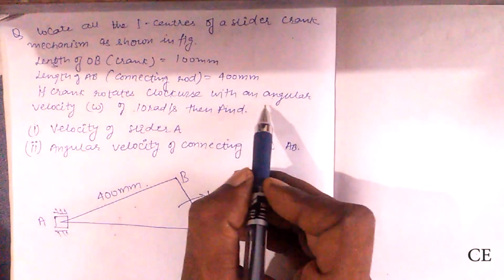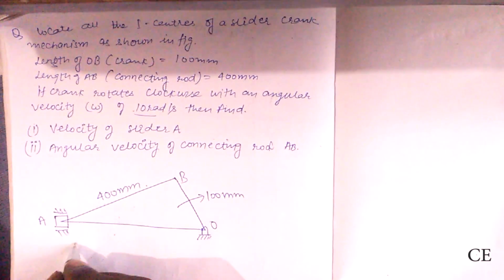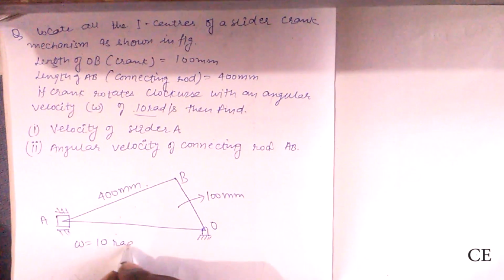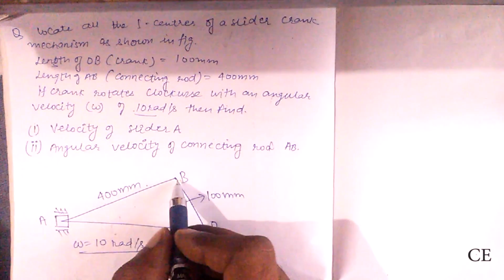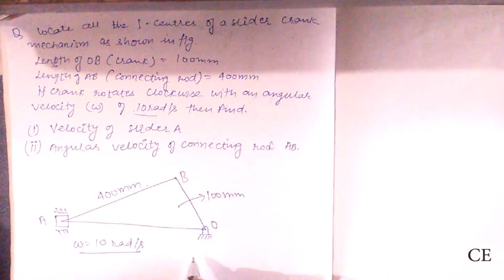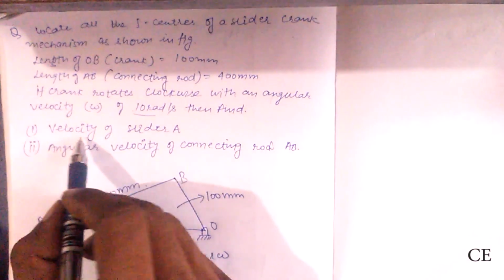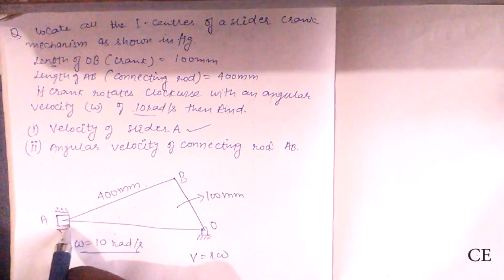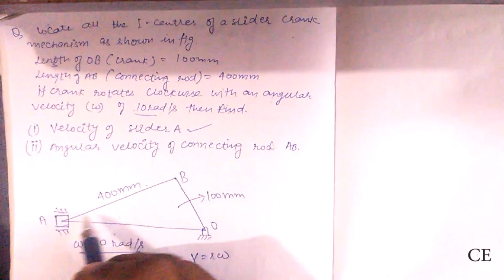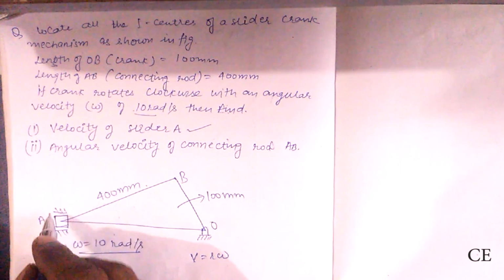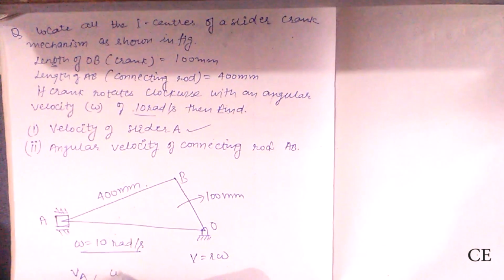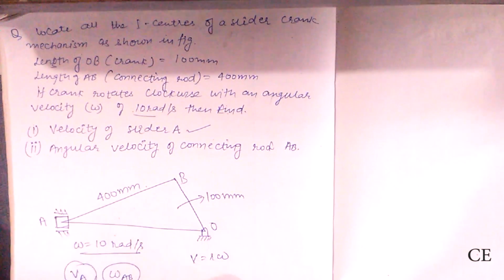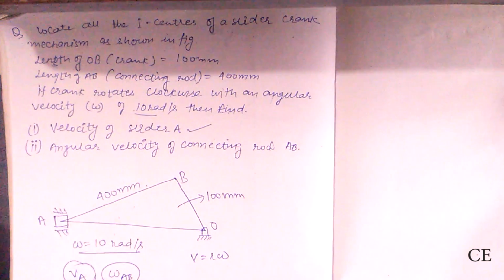Now if the crank is rotating at 10 radian per second, so here omega is given as 10 radian per second. So we could find out the velocity of point B using the formula V equals R omega. And now what we have to find out is the velocity of slider A and the angular velocity of the connecting rod AB. So we have to find out two things, VA and omega of AB. Two things are missing, so we can find them by drawing the instantaneous center. Let's first of all draw this.